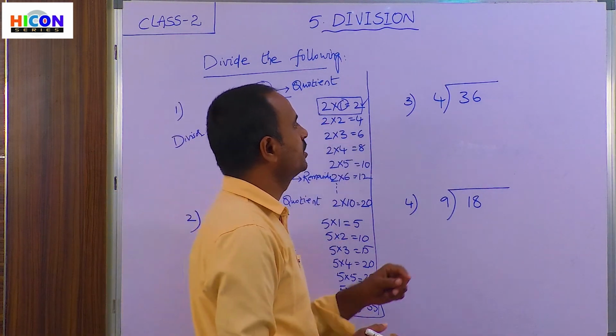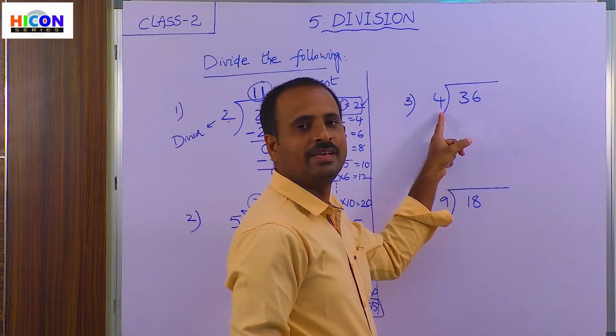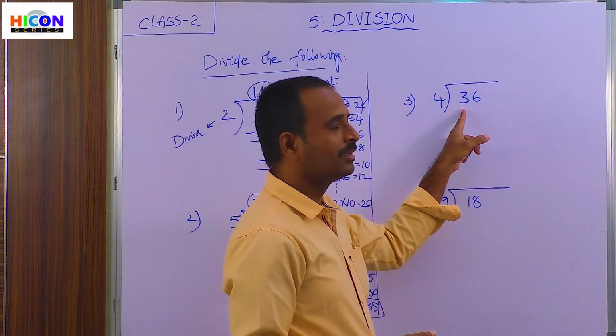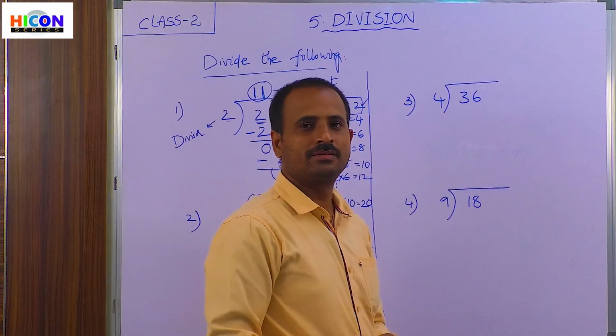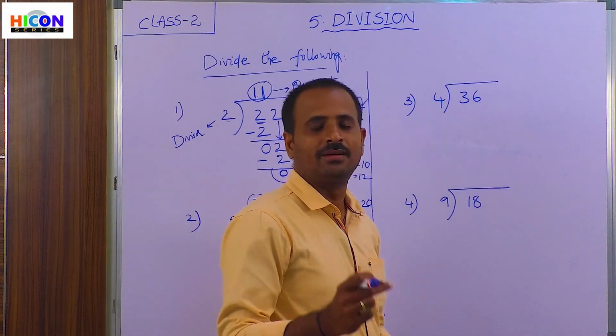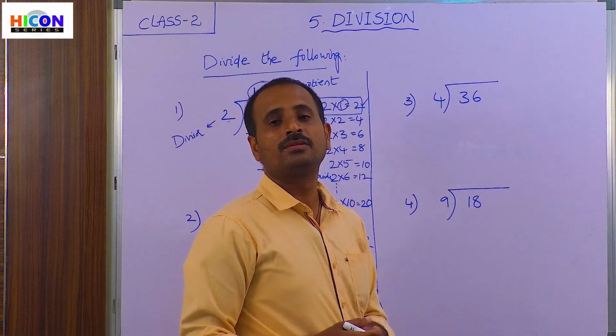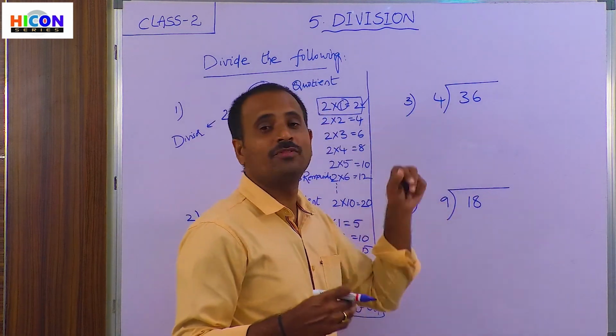It is the third division. So children, what is the divisor here? 4 is the divisor. What is the dividend? 36 is the dividend. So now we have to check when does the number 36 come in the fourth table.